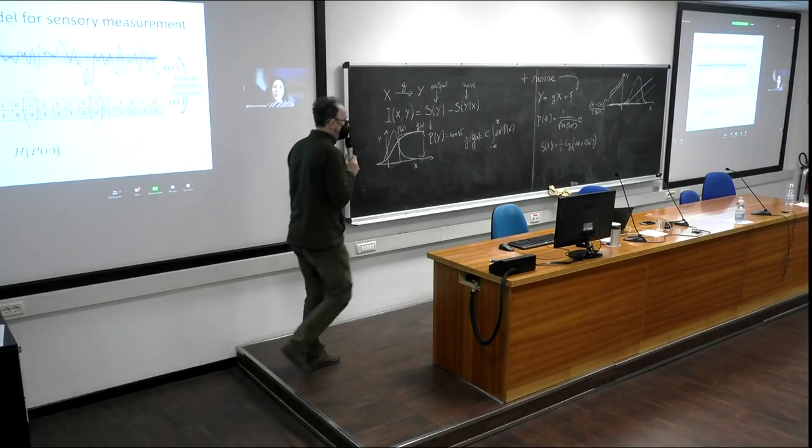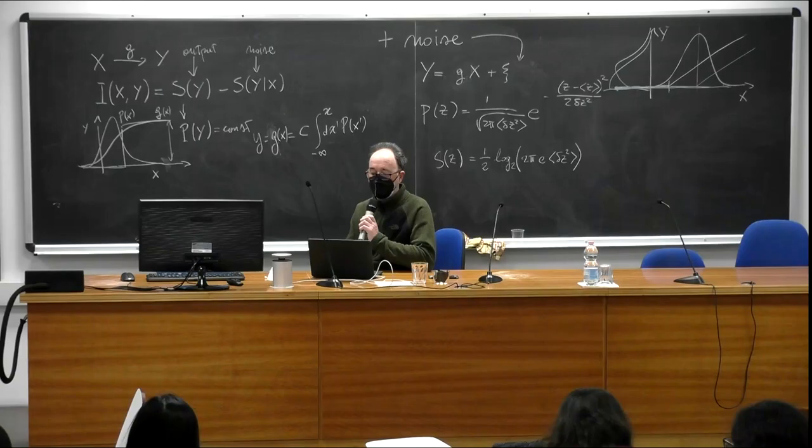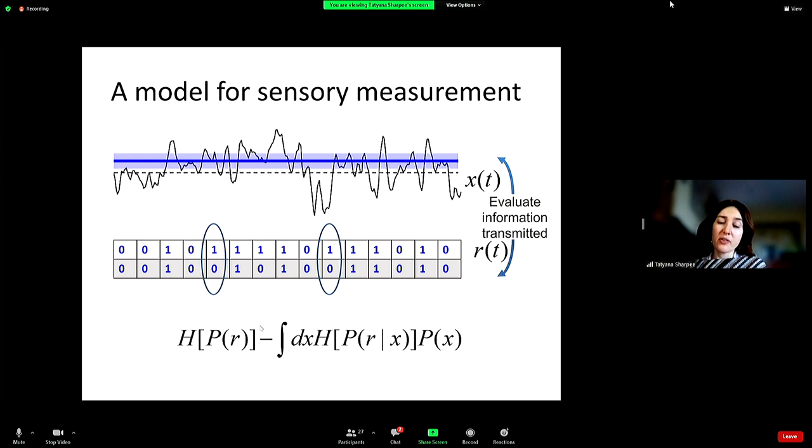All right. So in this case, we have signal X of T, we have the response R of T, and you have multiple trials. Because of this, there are cases where the neuron produced a spike on one trial, but not the other. So we have variable responses. And our information is the difference between two entropies, H of P of R minus the entropy for a given x times p of x. So that's the model that we have been describing for one neuron.